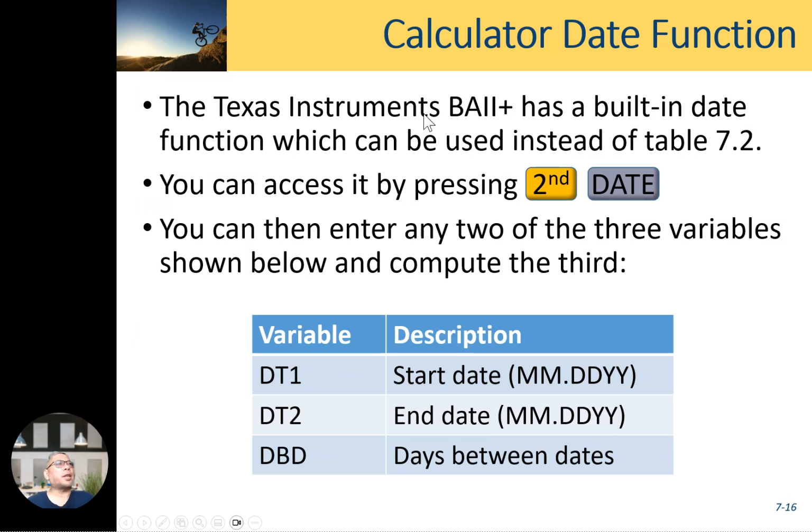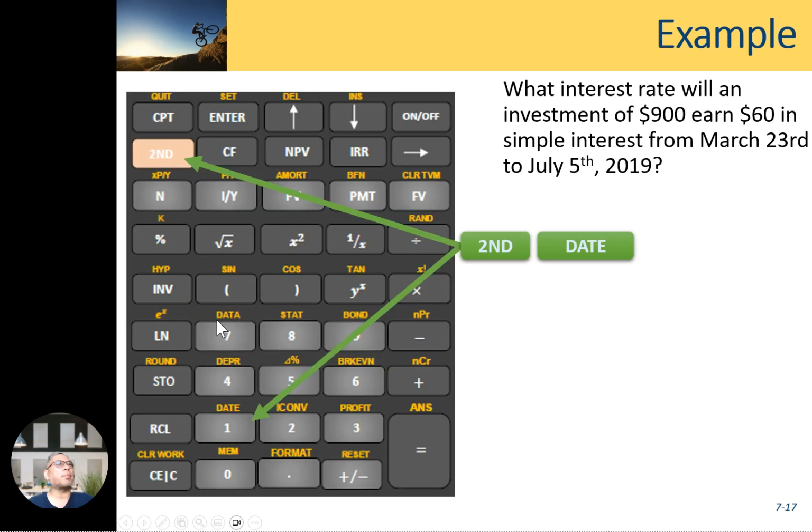And then using a Texas Instruments BA II, it has a built-in date function which can be used instead of table 7.2. You can access it by second date. You can do second date here: DT1, start date, DT2, end date, and DBD, which is days between dates. How are you going to do that? We're going to look at this step by step.